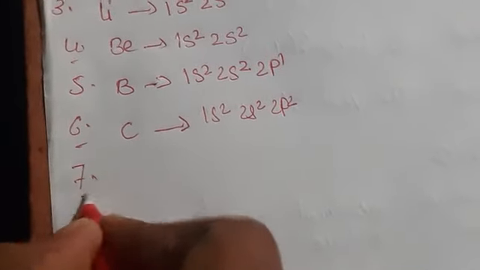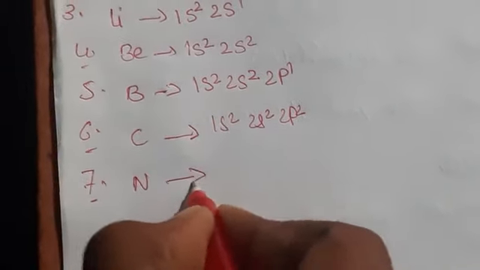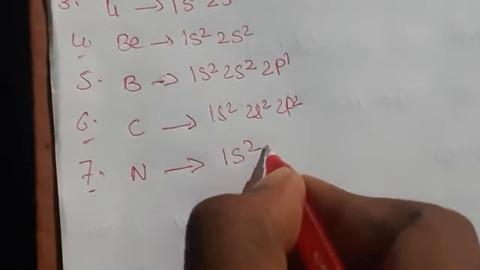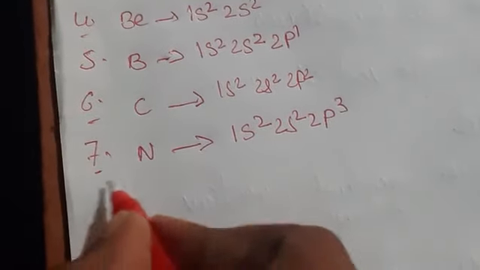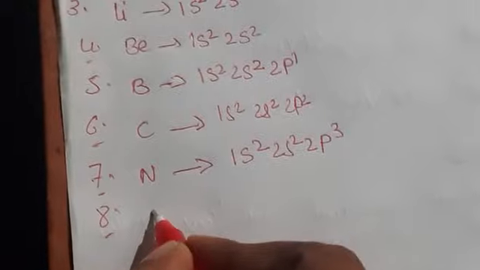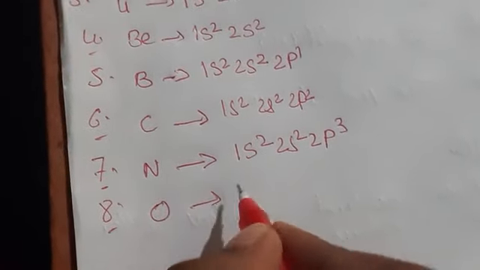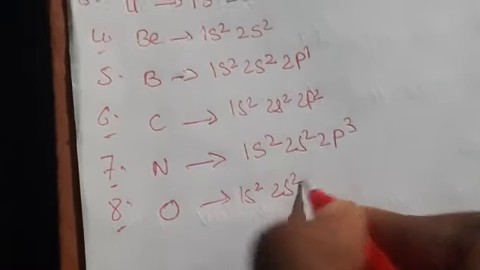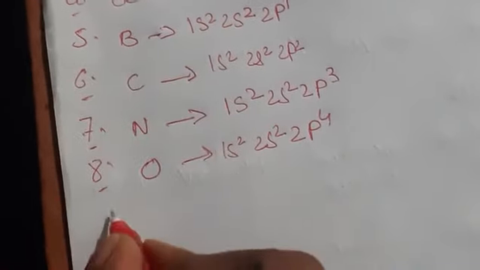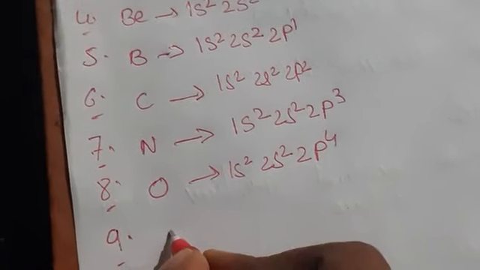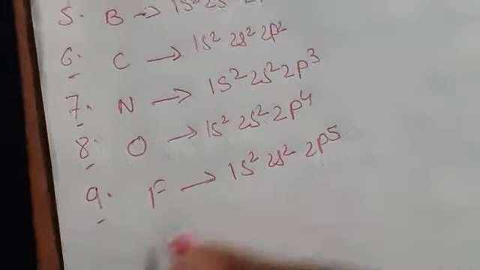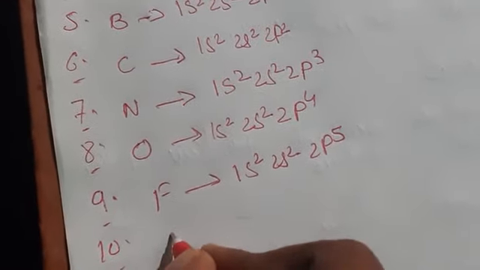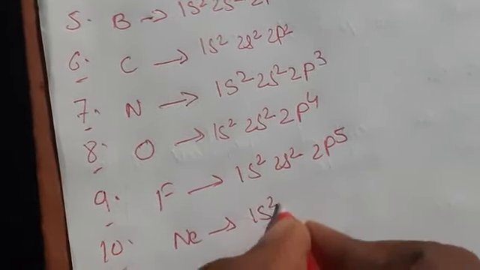And the seventh one is nitrogen. For nitrogen, atomic number 7, we have 1s2, 2s2, 2p3. For oxygen, atomic number 8, 1s2, 2s2, 2p4. And the ninth one is fluorine, that is 1s2, 2s2, 2p5. And the 10th one is neon, the electronic configuration is 1s2, 2s2, 2p6, which is an octet configuration.